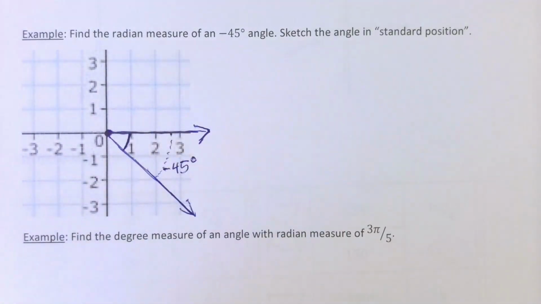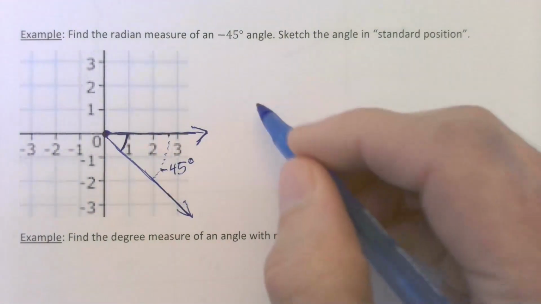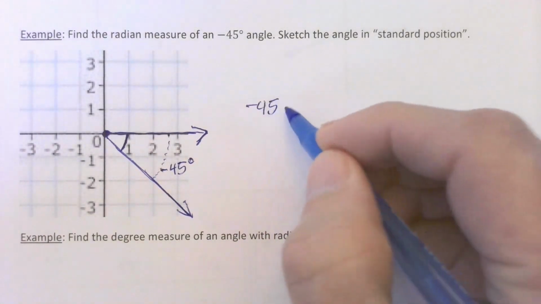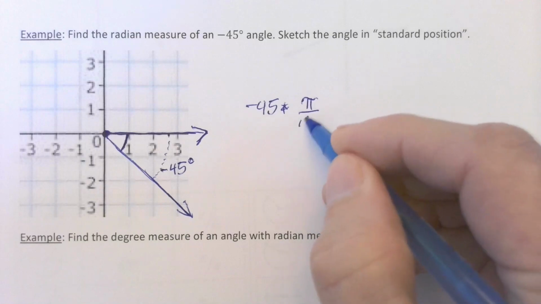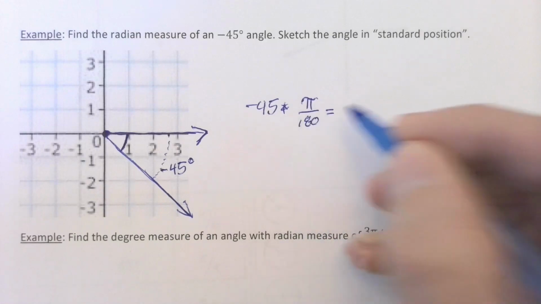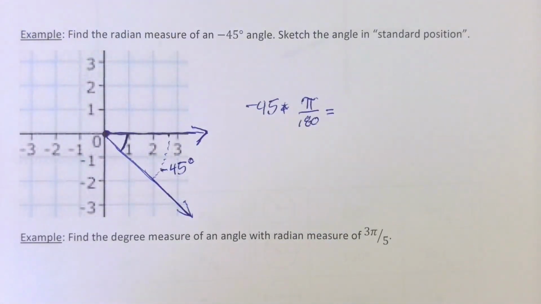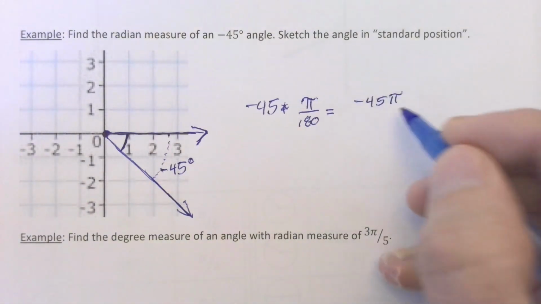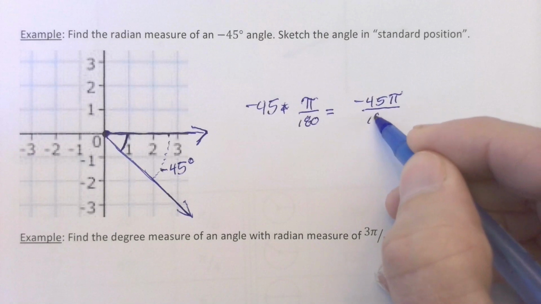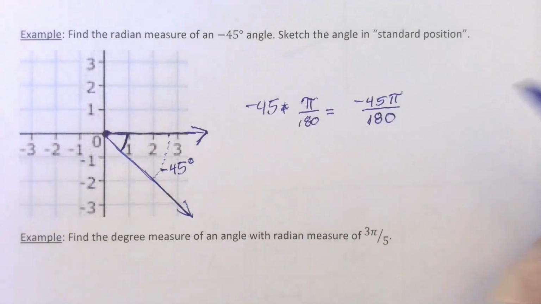And the shortcut to get it is, start with your angle. And if you want radian measurement, multiply by pi over 180. And then just do some reducing. So that's quite literally negative 45 pi over 180. And if you need a calculator to help you with this, just trust me for now.